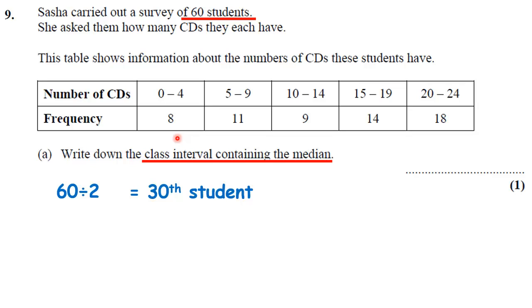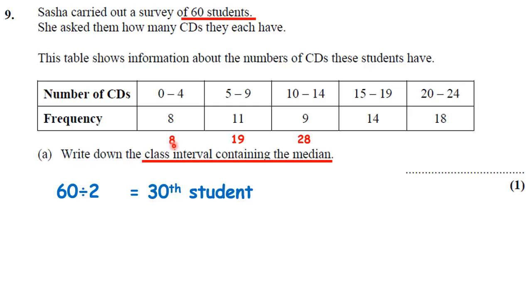So 0 to 4 is the first 8 students, right? All the way up to 9 CDs. How many students have up to 9 CDs? 8 and 11, that's 19. So that takes us to people who have up to 9 CDs, 0 to 4 and 5 to 9. Now the first 3 groups, 0 to 4, 5 to 9, 10 to 14, that takes us to 19 plus 9, 28. We're looking for where the 30th student is going to be.